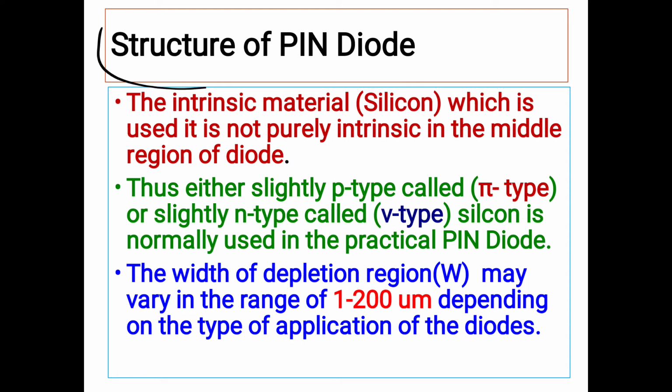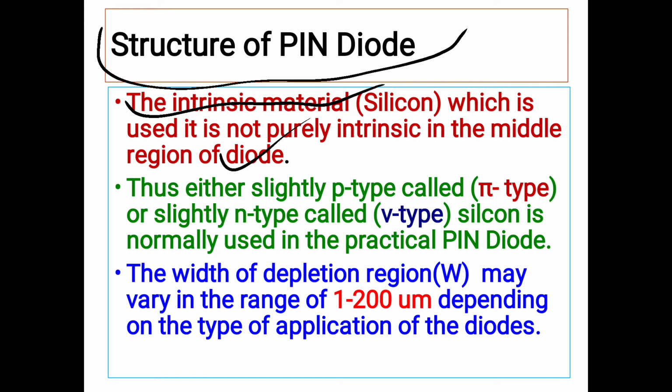Now we will see what the structure of the PIN diode is, and what it consists of. The intrinsic material silicon which is used is not purely intrinsic in the middle region of the diode.